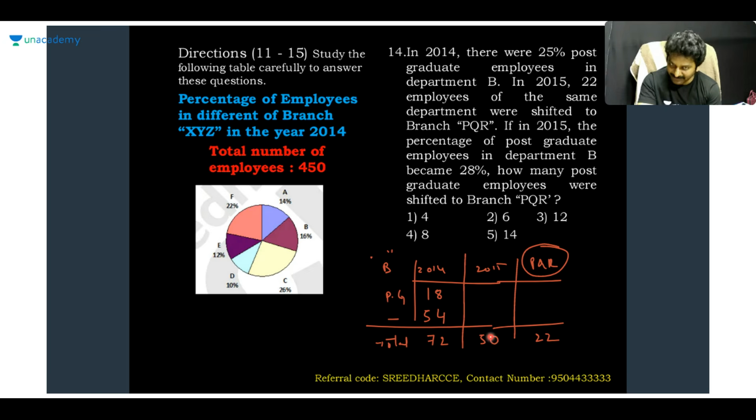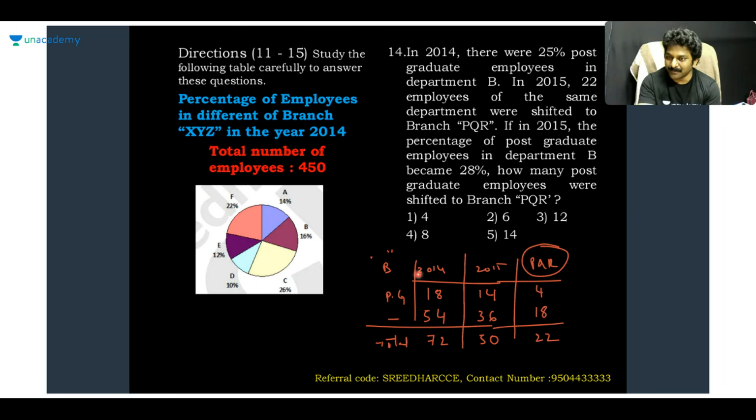Remaining people are 50. Out of these 50 people, in 2015, Department B became 28% of postgraduates. 28% of this number is 14. In previous year, we have 18 members, but now we have only 14 members. Then where are those 4 members? Those 4 members were PGs in 22 members. Then remaining is 18. Out of 50, when you have 14 members, PGs, then remaining are 36 members.